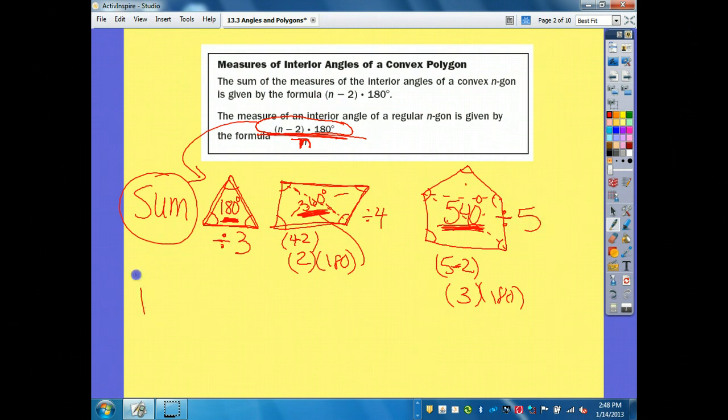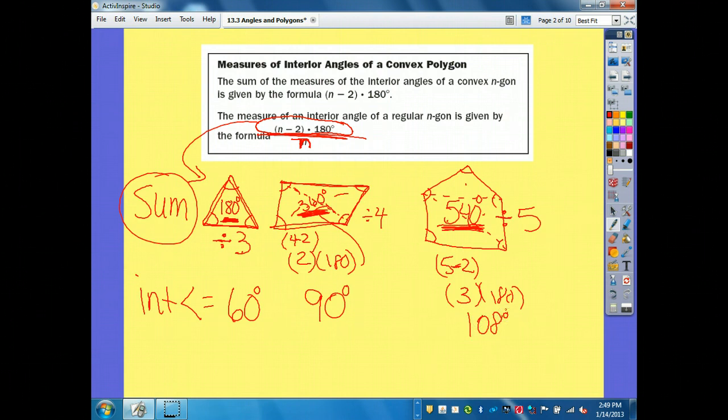So what is the measure of one interior angle here, if they're all congruent? 180 divided by 3 is 60 degrees. What about in a quadrilateral? 360 divided by 4 is 90 degrees. And what about in a pentagon? What would an interior angle be? 540 divided by 5 is 108. Those are all interior angles.